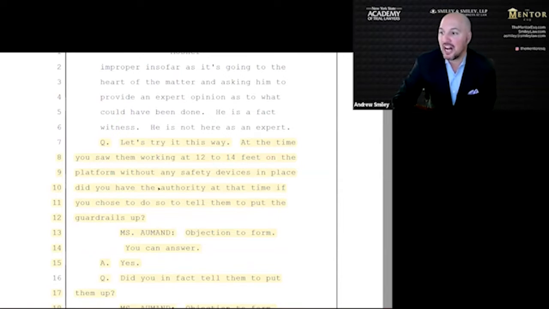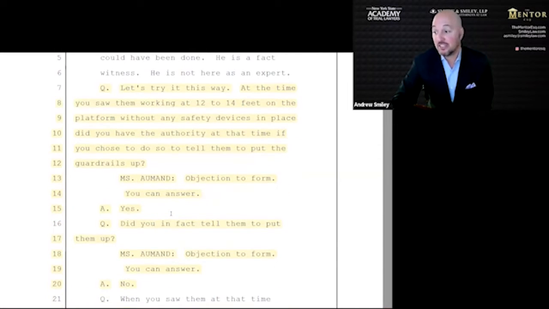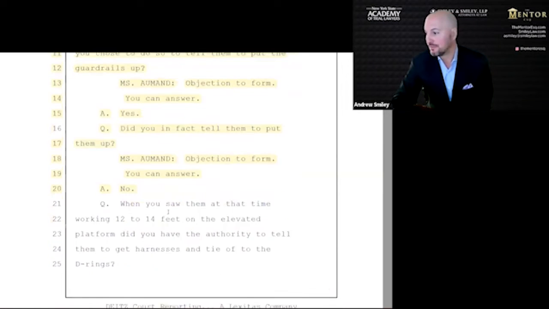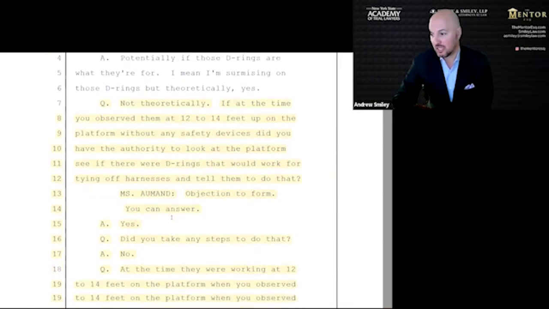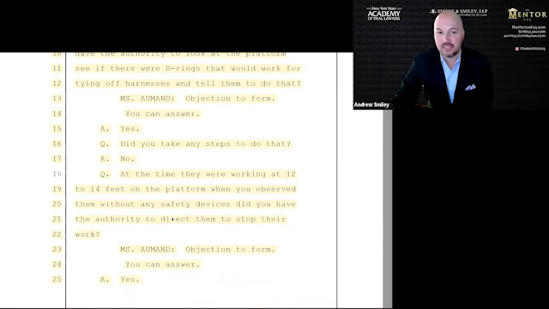And I said, at the time you saw them without any safety devices, did you have the authority, if you chose, to tell them to put up guardrails? Yes. And did you tell them to put them up? No. Okay. And it goes on and on like this. So he doesn't stop it and the accident happens.